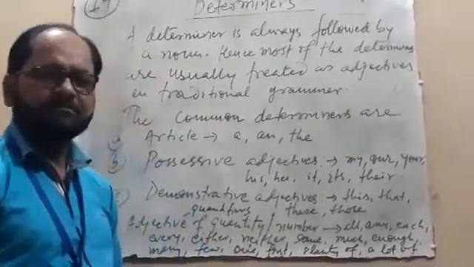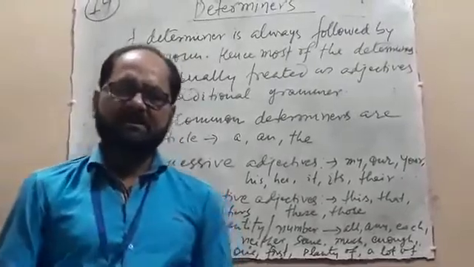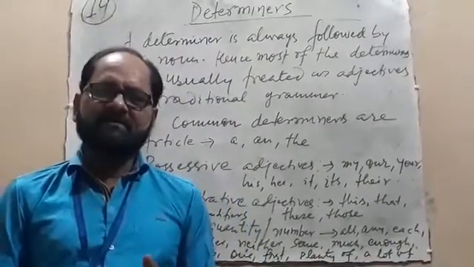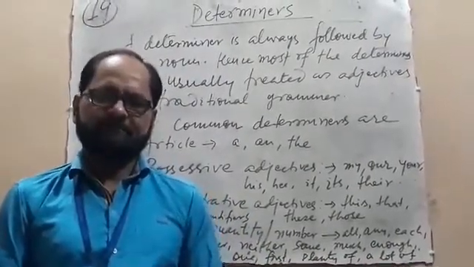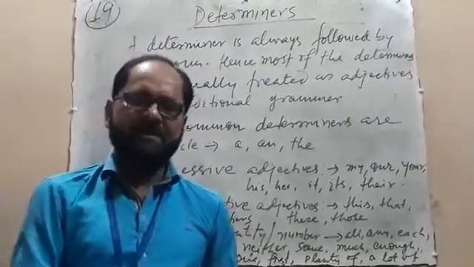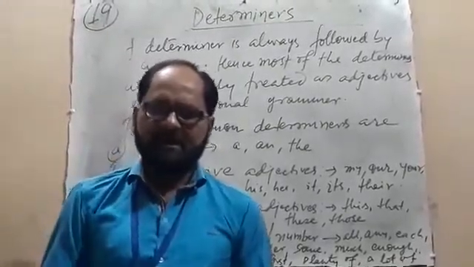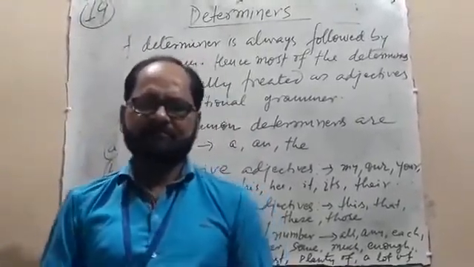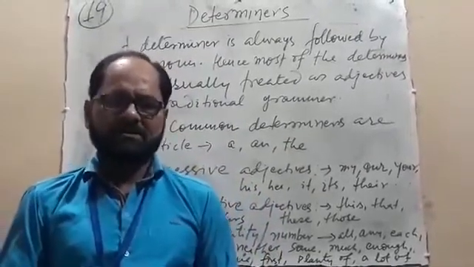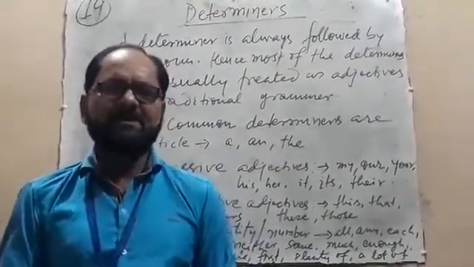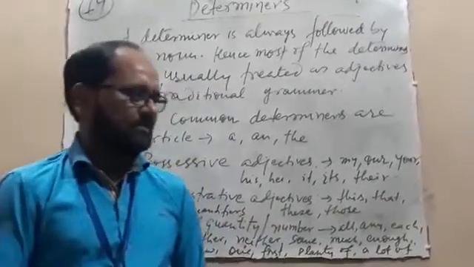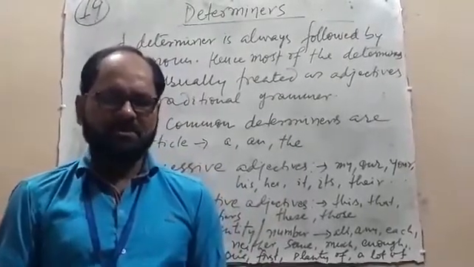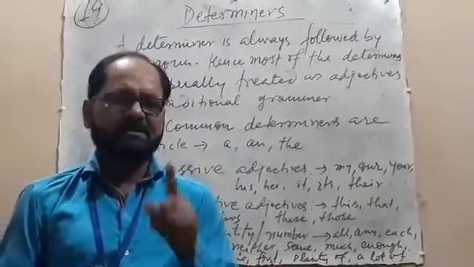Common determiners are articles, possessive adjectives, demonstrative adjectives, and adjectives of quantity, including adjectives of number. Adjectives of quantity or adjectives of number are called quantifiers in determiners.